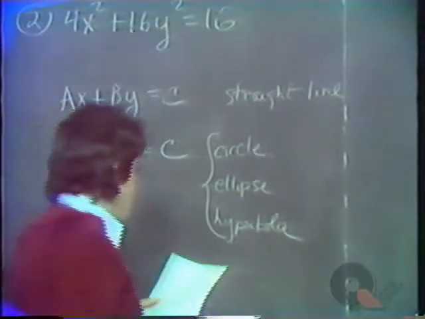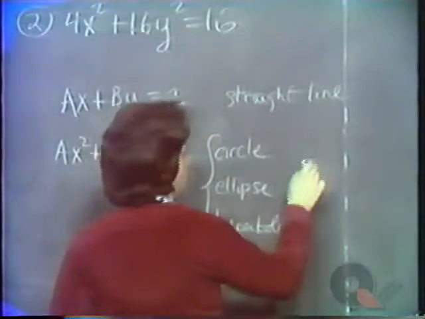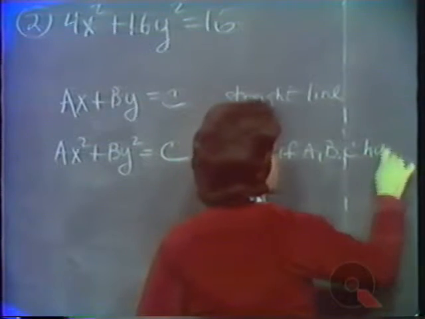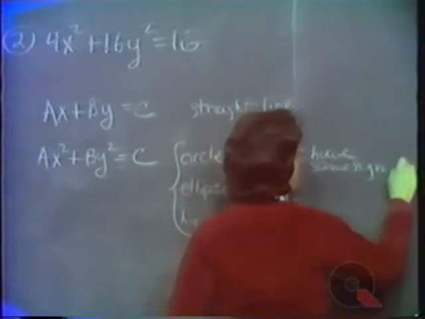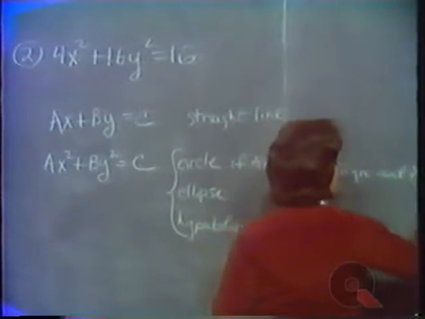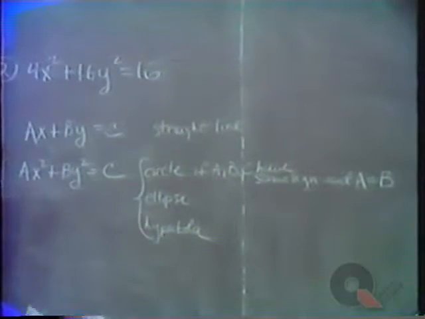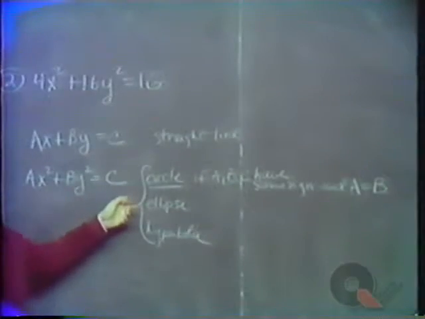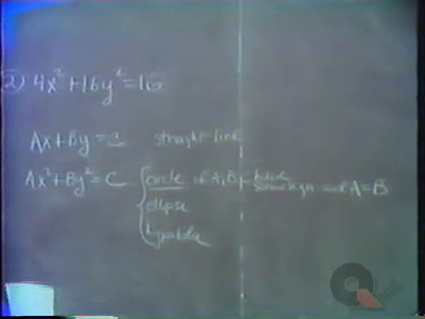If a, b, and c have the same sign, and a equals b, it's a circle. They're either all positive or all negative, and furthermore, a equals b. And we'll see an example of that a little later on.